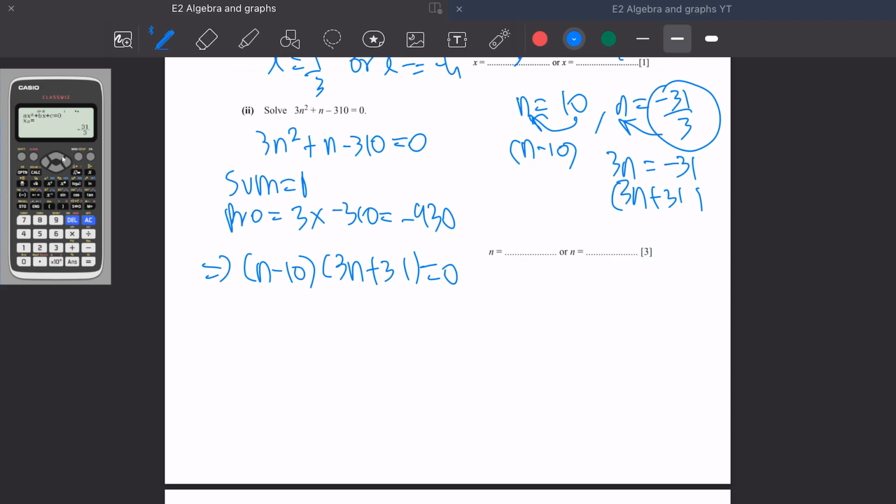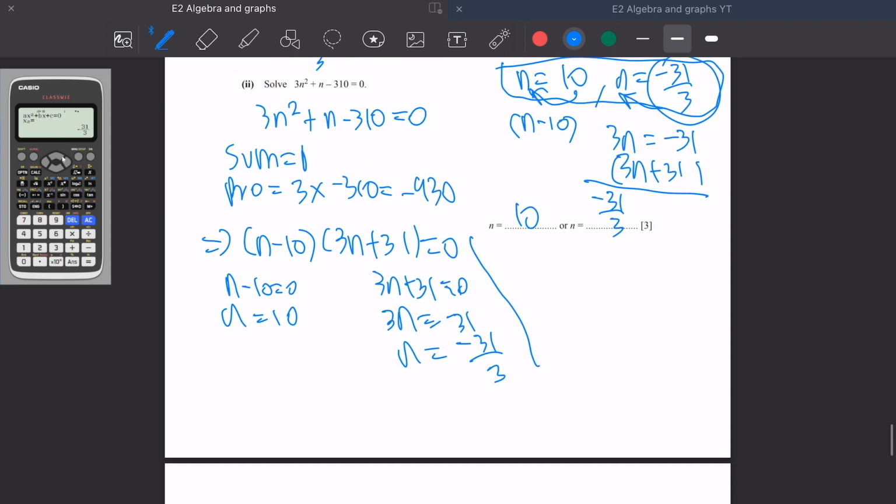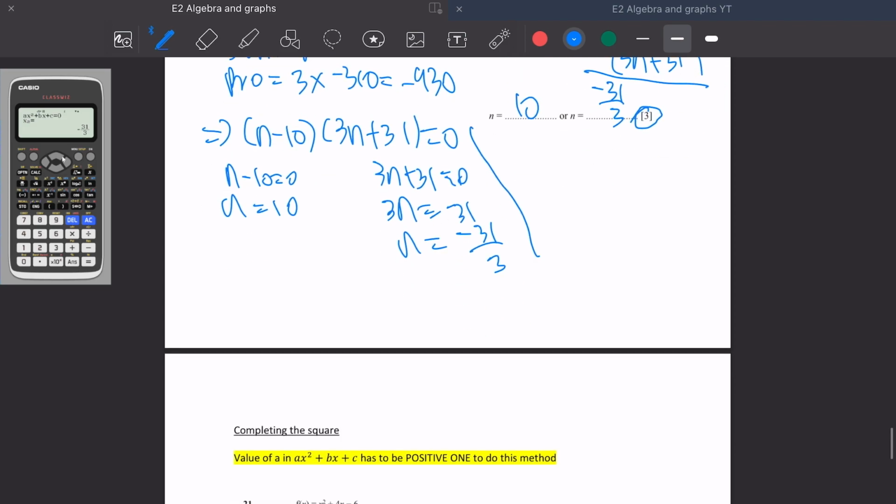Now, if you solve this, you'll get n minus 10 is 0 and n is equal to 10. 3n plus 31 is equal to 0, 3n is negative 31 and n is negative 31 by 3. Exactly what we got here. So we found the solution from the calculator, then we manipulated the equation to get the factors, and then we just did this step again. So we get n is 10 and n is negative 31 by 3. If we just write the answers without writing steps, you won't get the full 3 marks. So write all the steps.